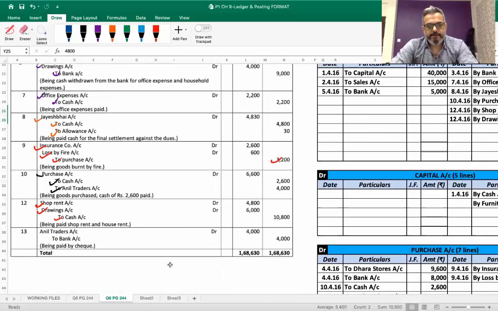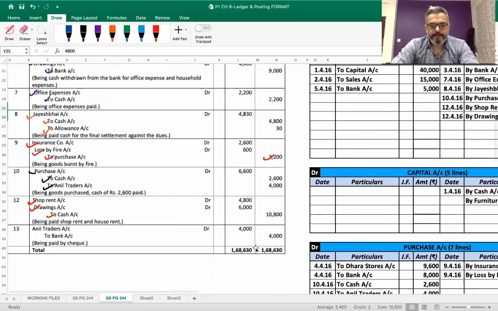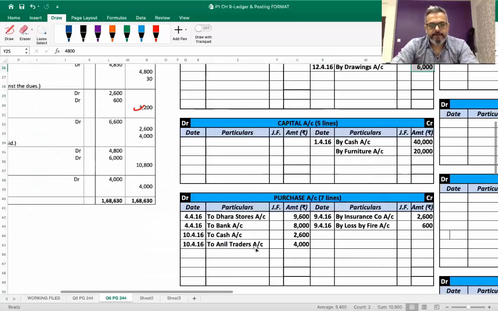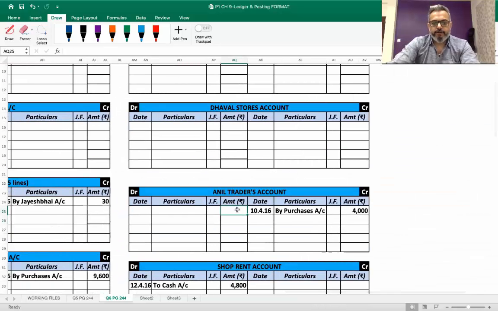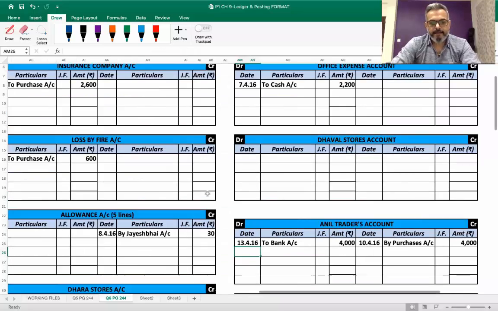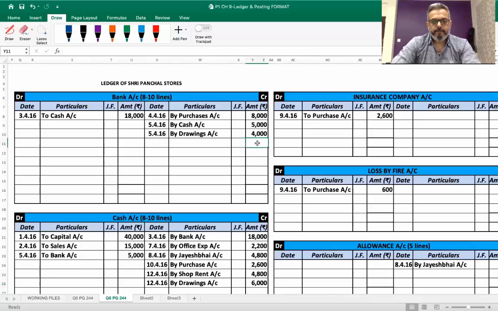Now 13. Anil Traders account debit 4,000 to bank. So Anil Traders account debit 4,000 to bank, 13.4.16. And bank account credit 4,000 by Anil account, 13.4.16.